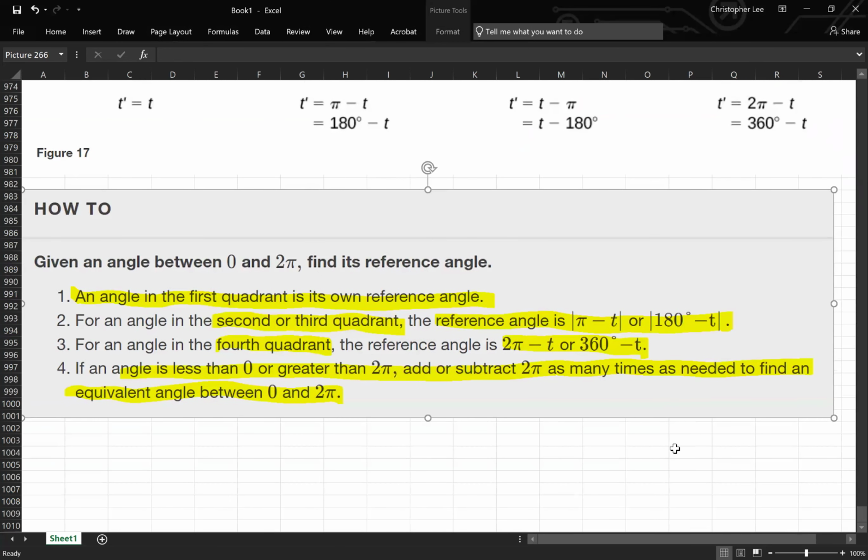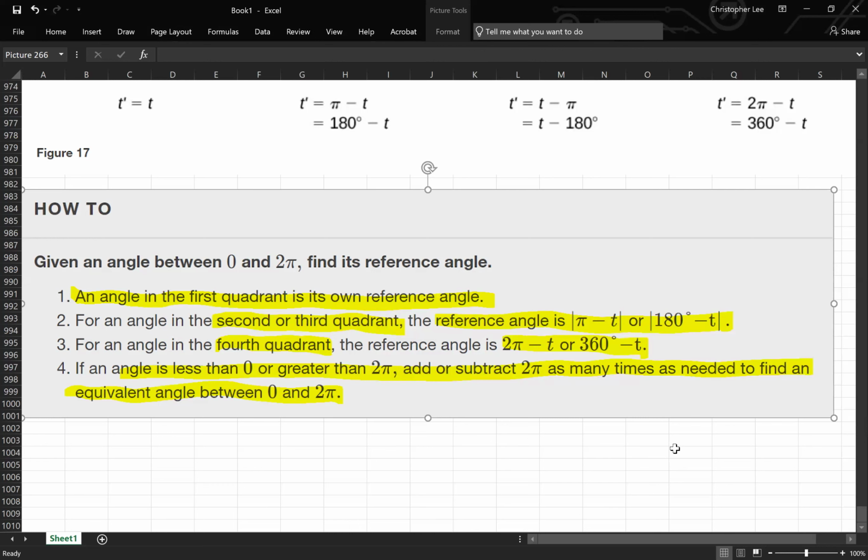Given an angle between 0 and 2 pi, find its reference angle. An angle in the first quadrant is its own reference angle. For an angle in the second or third quadrant, the reference angle is the absolute value of pi minus t, or 180 minus t. For an angle in the fourth quadrant, the reference angle is 2 pi minus t, or 360 minus t.